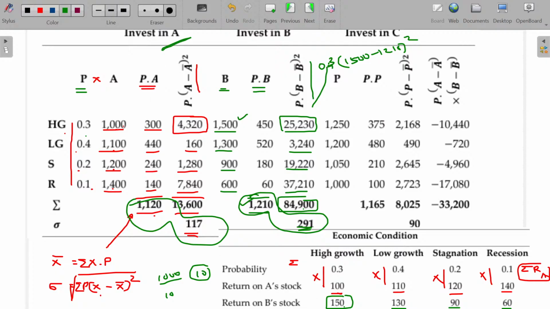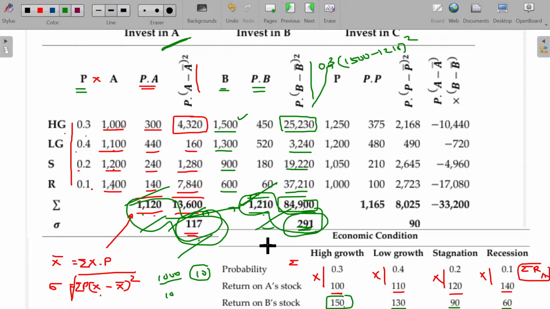If you are investing purely in A, your return is only 1120, but risk is also lesser. Instead of that, if you are investing in B, your return is 1210. Rather than 1120, you are getting 1210, means almost 90 rupees you are getting excess. Though you are pretty happy that you are getting 90 rupees excess, your standard deviation is not 117, it is 291. From the mean, in negative sense, minus 291 may happen, or your money may also go off.